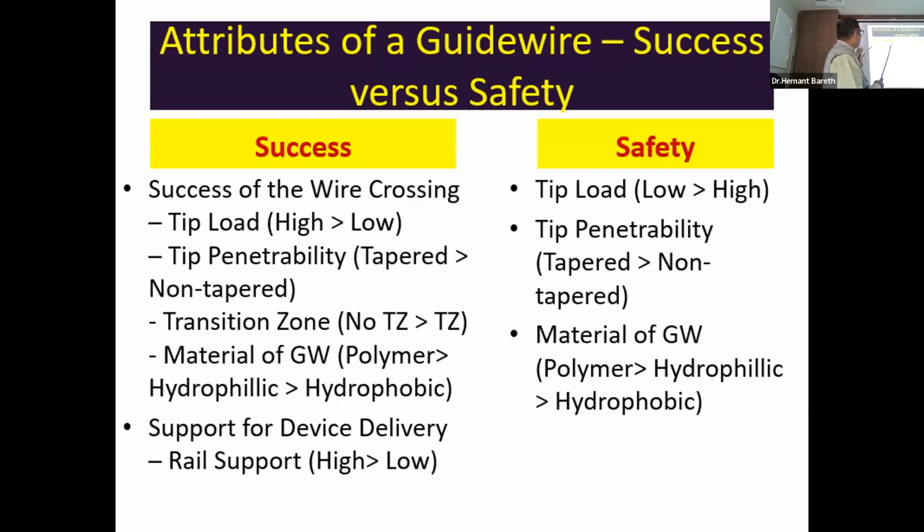So now, what are the attributes of a guide wire? Obviously, ideal wire is one which is successful. And what are the attributes of success?